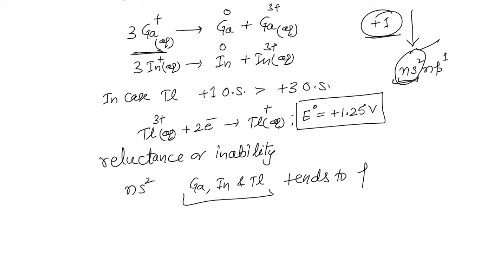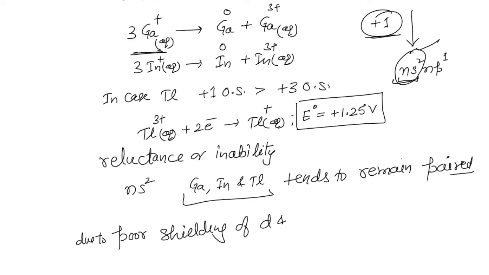So why does it tend to remain paired? There are two reasons. The first reason is, in the case of gallium, indium and thallium, there are d and f electrons intervening, so there is poor shielding effect of d and f electrons. What happens due to poor shielding of d and f electrons?